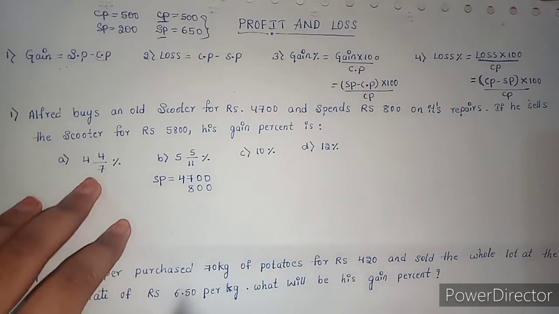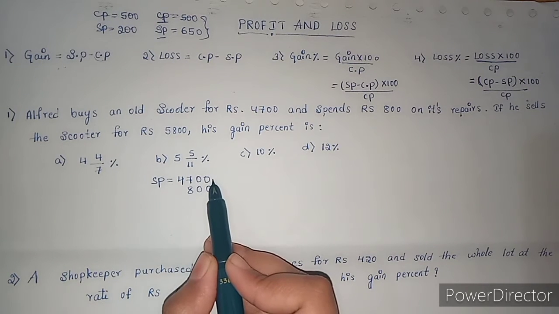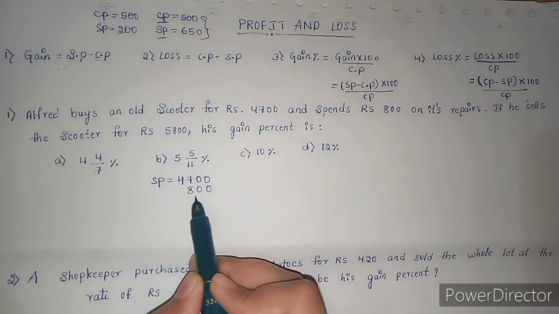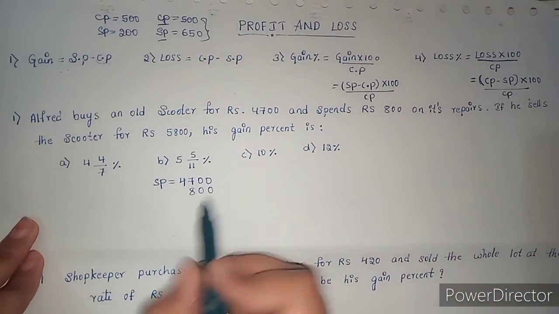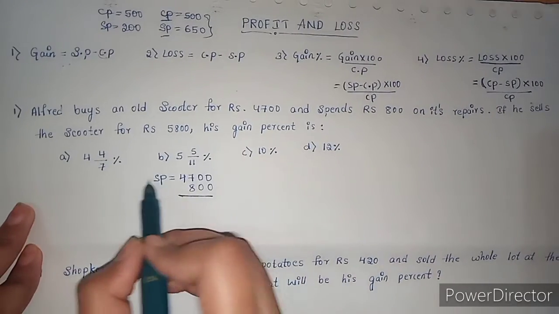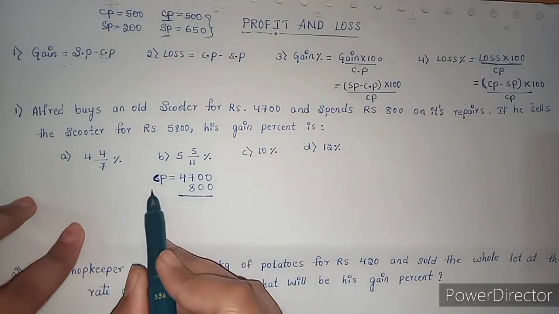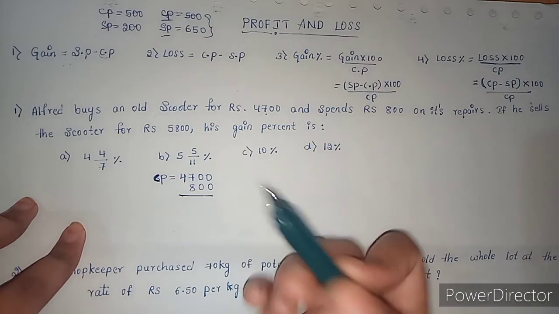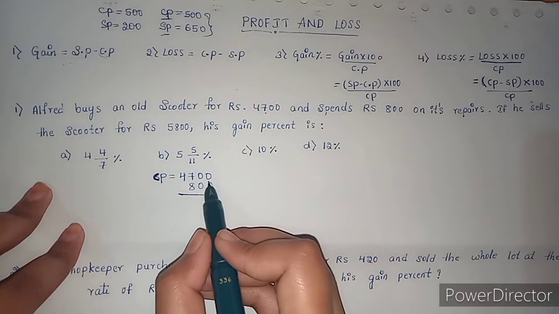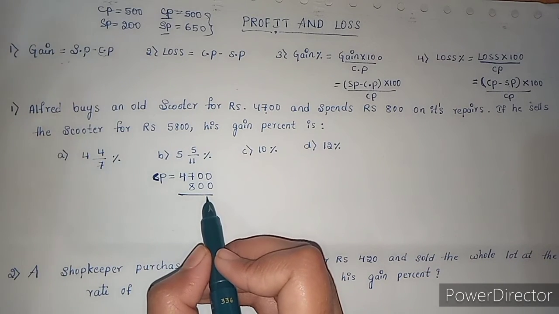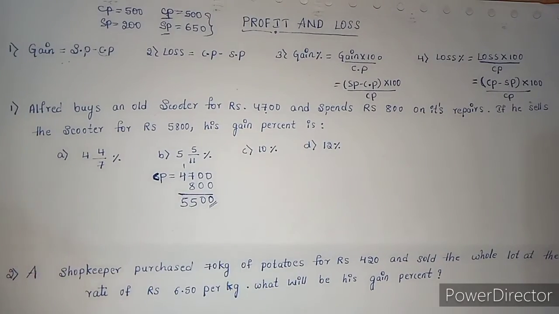We should add that, because he is spending his own money. So 4,700 he already spent on buying the scooter, and rupees 800 he is spending on its repairs, and then he sells. Buys means cost price, right? 4,700 and 800 together will be his cost price, because he is spending 800 extra on repairs. So 5,500 will be the cost price.